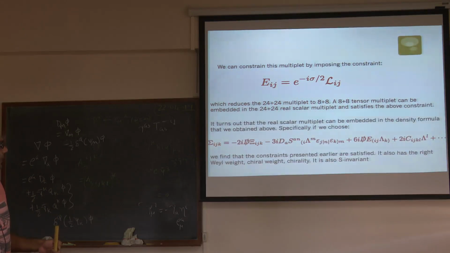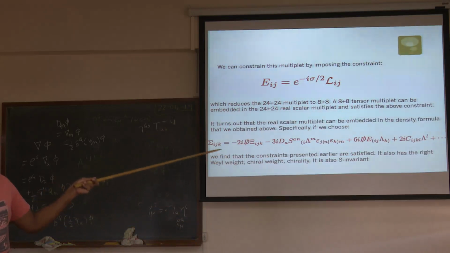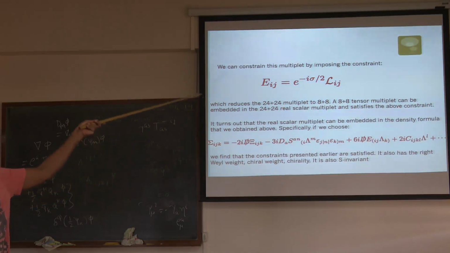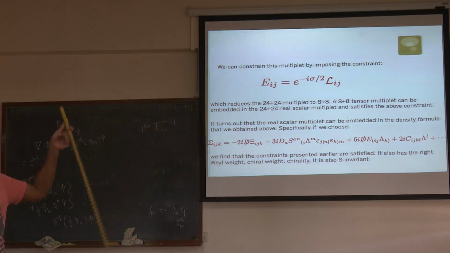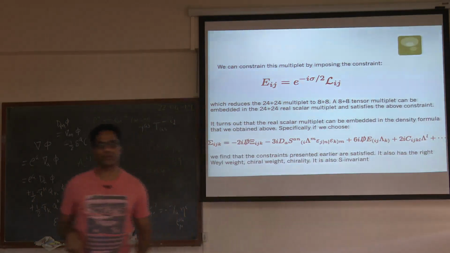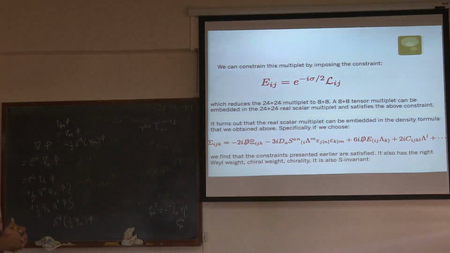Okay. So that was what we obtained last year, and what we have found is that, using the components of this real scalar multiplet, I can construct a sigma ijk which has all those properties that I mentioned earlier in my density formula. This is just a few terms. There are a whole bunch of terms that I have not written down, but this has the required Weyl weight, the required chiral weight, and is S-invariant. When you take the right supersymmetry transformation of this, the A_AB^ijkl term is not there, which means it is 0. Okay.